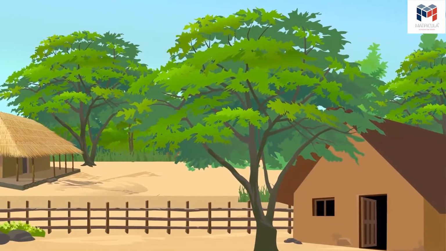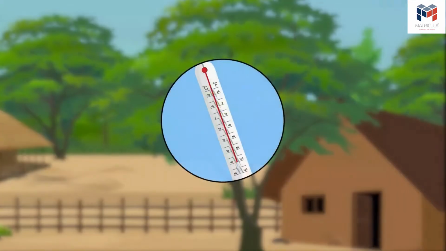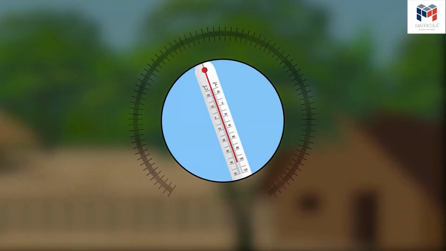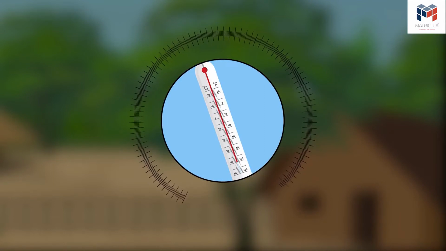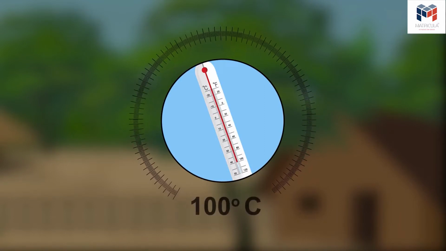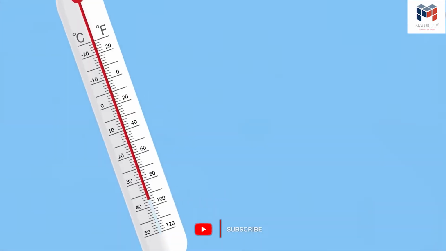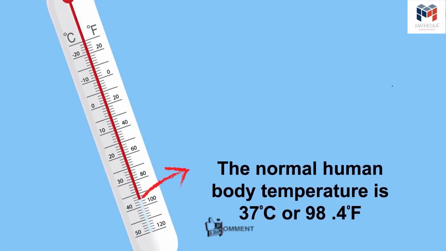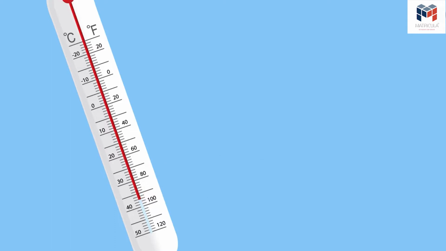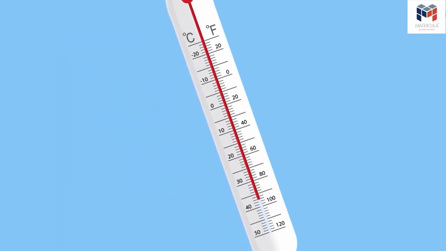Hello friends, how are all of you? I have had fever for the last few days. I checked my fever on a clinical thermometer and the reading was 100 degrees Celsius, which is approximately 2 degrees higher than the normal reading. Do you remember the normal human body temperature? The normal human body temperature is 37 degrees Celsius or 98.4 degrees Fahrenheit. I'm sure all of you now know about the use of the thermometer.